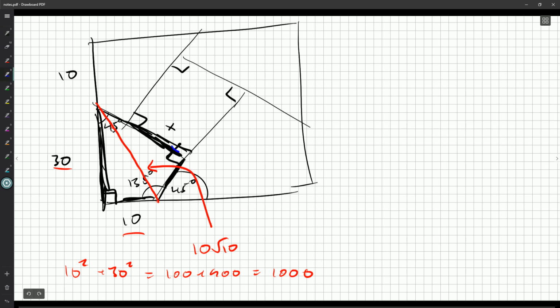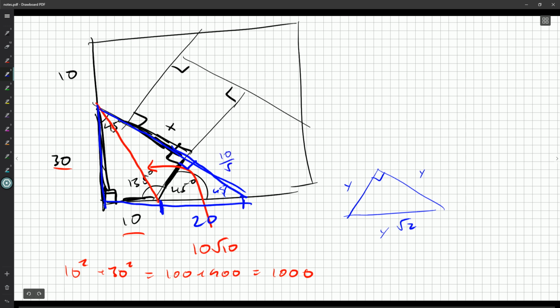Maybe that wasn't the way to go. Maybe we want this angle here. Just extend this 45 here, because then I've got another right angle here, and another 45 here. And if this is 30, then this is 30. So then this bit in here must be 20. And with an isosceles right angle triangle, if you've got the legs, again, you can use Pythagoras and you can see the hypotenuse should be y times root 2.